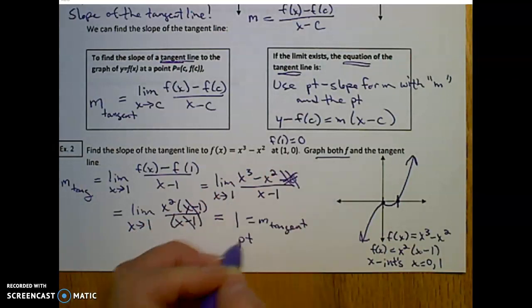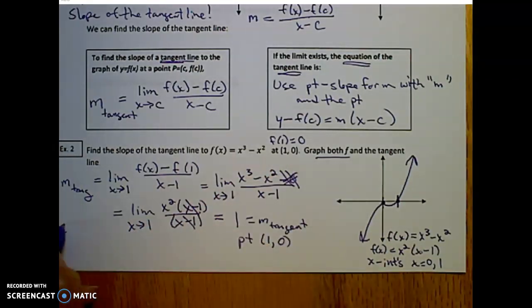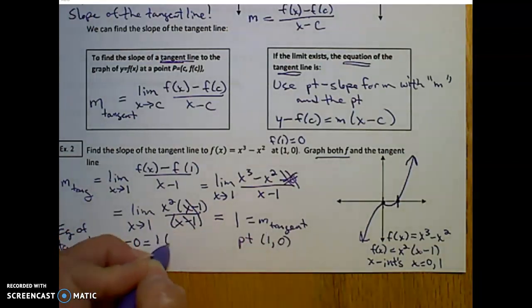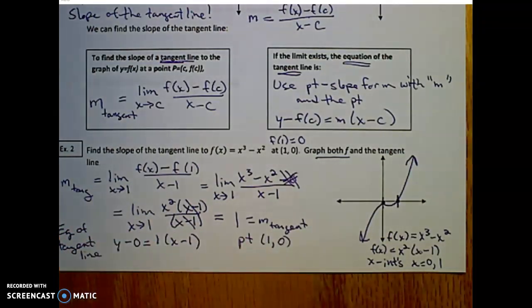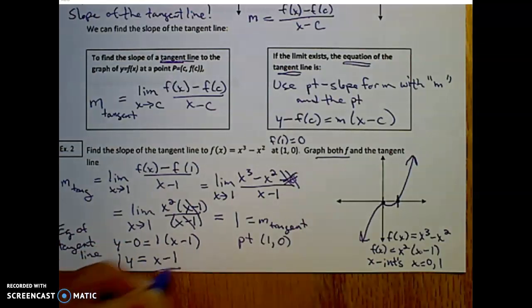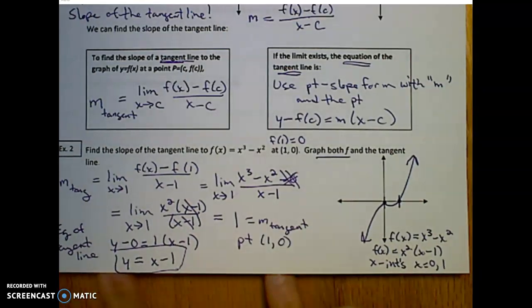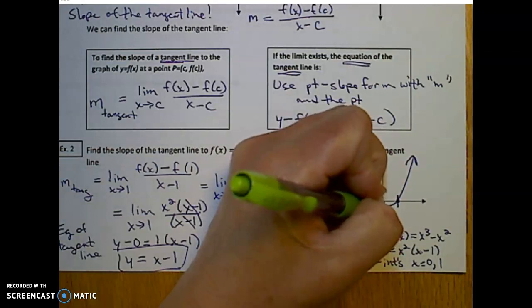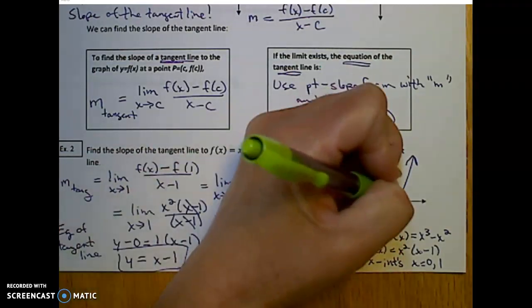I'm going to plug in the point 1, 0, and this becomes the equation of the tangent line. And the equation of the tangent line, y minus 0, is equal to the slope, which is 1, times x minus 1. Or y is equal to, I might just distribute, 1x minus 1. And there's the equation of my tangent line. Okay, let me graph that with my original function f of x. I have a y-intercept of negative 1. I have a slope of 1, up 1 over 1.